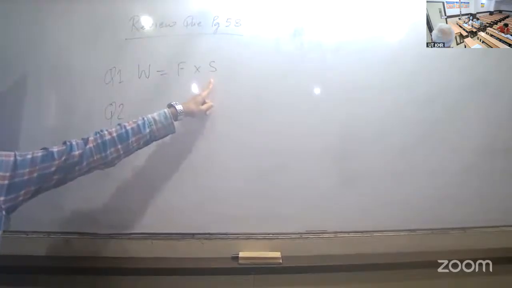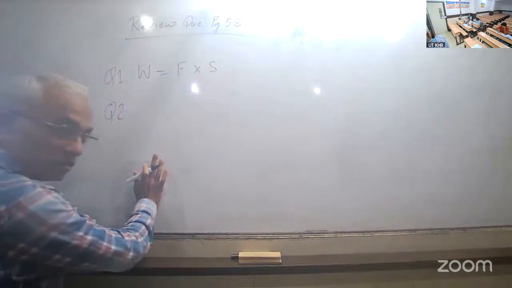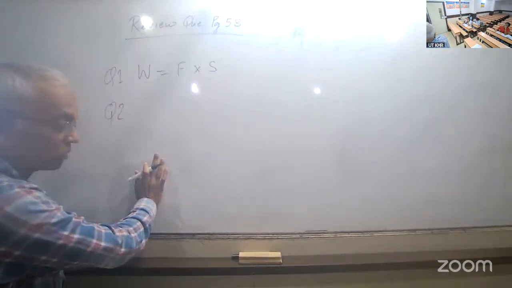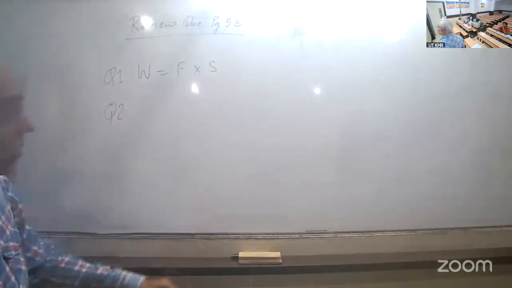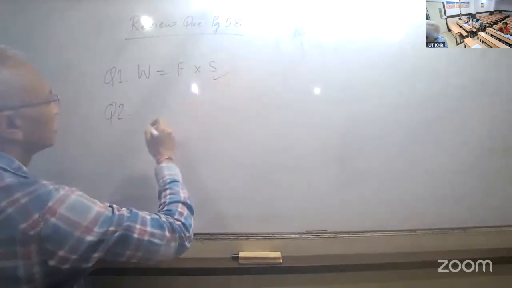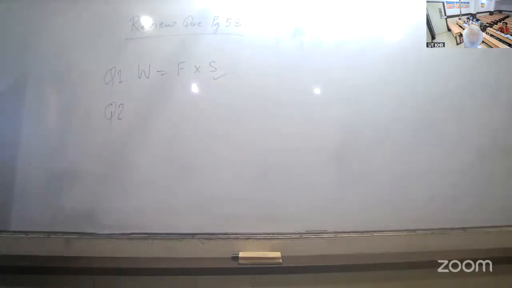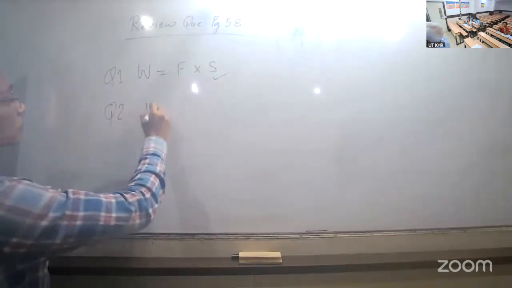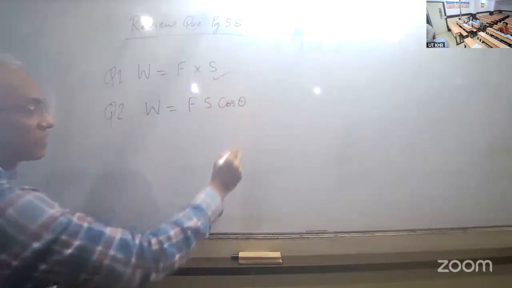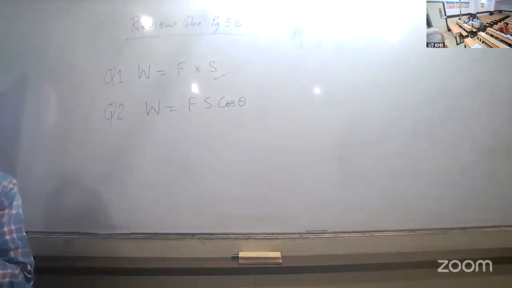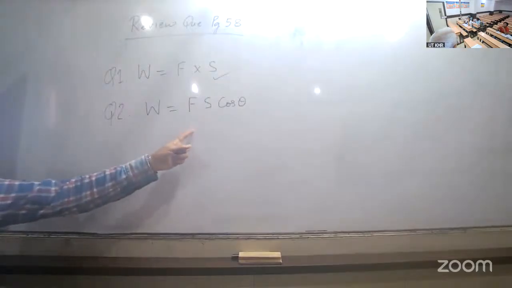Only then, because if force is acting on a wall, is the wall moving? No. Then work is zero in that case, because displacement is zero. Now, we have discussed all the examples. So what's the answer for this? Fs cos theta. Did you learn this? The chapter is over.